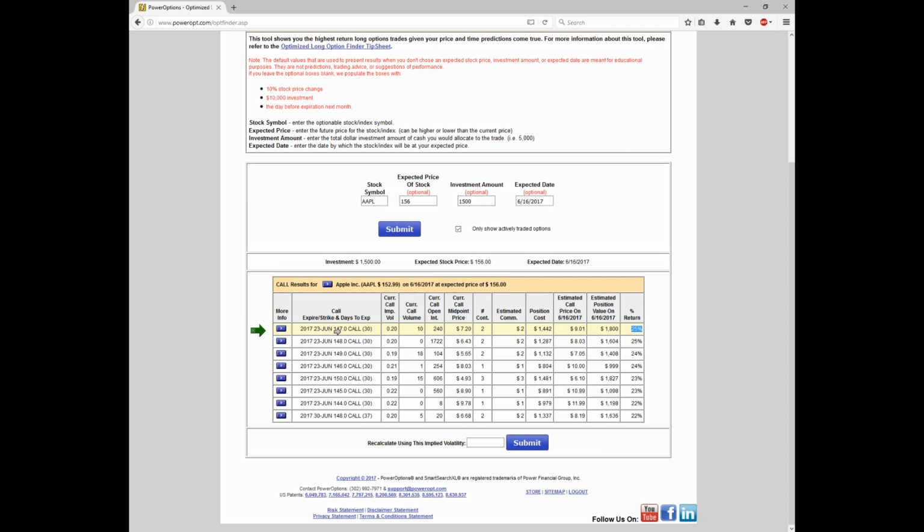So if my projection was that Apple would hit 156 on or around June 16th, it shows me here that the 23rd of June 147 call, slightly in the money, currently priced at 720, which means I could buy 2 contracts with the $1,500 I was going to invest, would be roughly worth 901 on 6/16. Is that believable? Well, it's 7 days to expiration. The call would be 9 points in the money. Might be a little bit extra time value, but we could expect it to be at least worth $9, maybe a little bit more. And in this case, our investment of $1,442 would go up to $1,800. So we'd have a 25% return.